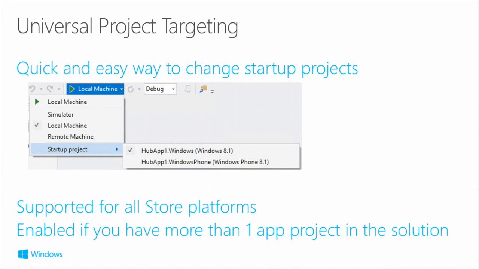We have universal project targeting, and that's just a quick and easy way to start up our universal projects. You can click on the drop down menu and use that to pick your startup project right there. Switch back and forth between Windows 8.1 and Windows Phone 8.1. This is enabled for all the store platforms, and it's enabled if you have more than one app project in your solution.